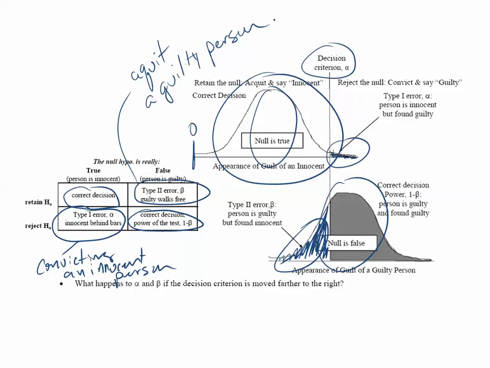So these are the definitions that we're going to be using. Type 1 meaning that we're going to convict an innocent person. We reject a true null hypothesis. Type 2 errors are where we fail to reject or retain the null hypothesis when it is actually false.